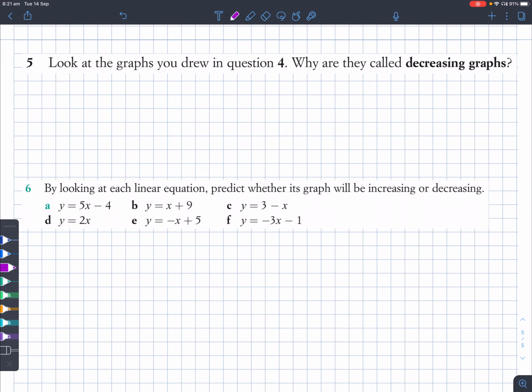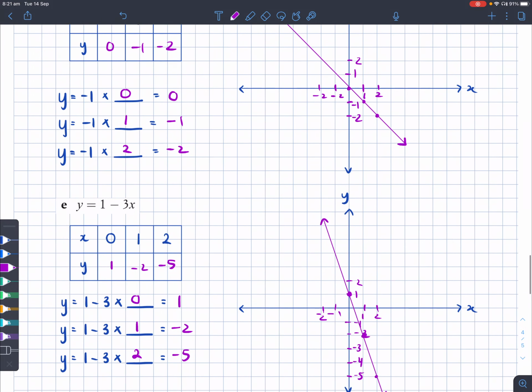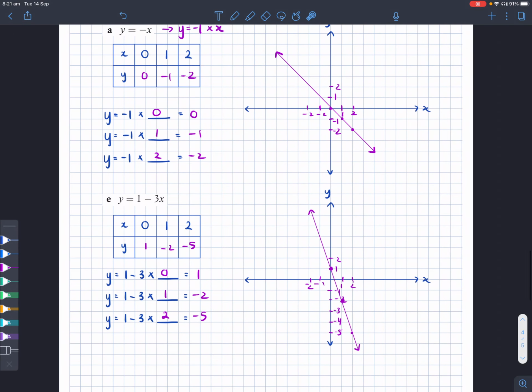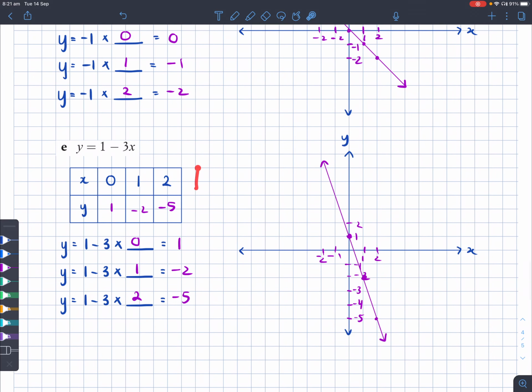Now look at the graphs you drew in question 4. Why are they called decreasing graphs? Both of these graphs are decreasing. You can tell because they're going down from left to right. That is because as the x values go higher, so they increase over time, the y values decrease over time. You can see that for E as well in the table. As the x values go up, the y values go down from left to right. You can see that, right?